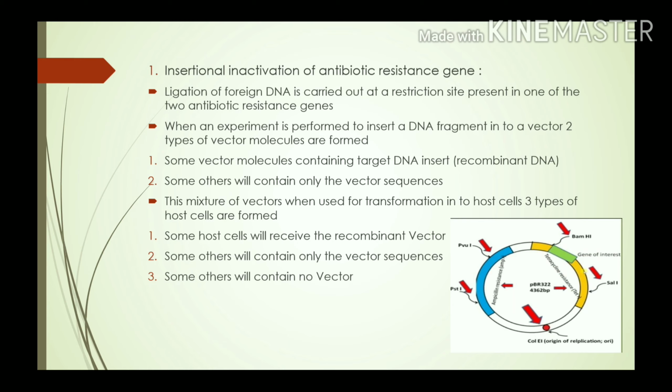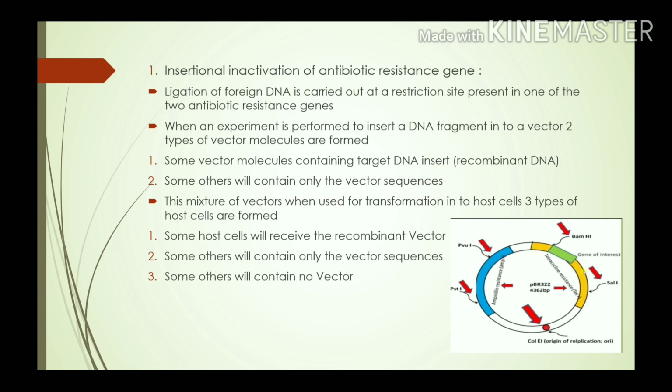So when an experiment is performed to insert a DNA fragment into a vector, two types of vector molecules are formed. Some vector molecules will take up the target DNA and join, but some vector molecules do not take up the DNA, they join themselves. So they contain only vector sequences, while some other molecules contain the target DNA insert. So two types of vector molecules are formed.